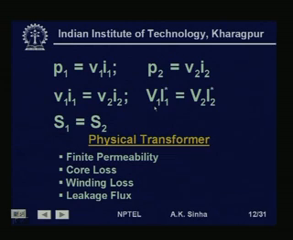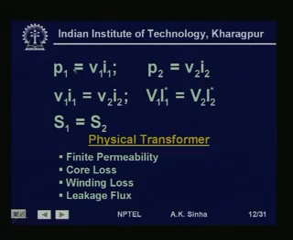Now, we have seen that V1 by V2 is equal to N1 by N2, and I1 by I2 is equal to N2 by N1. And in these transformers, we have assumed no losses in the core as well as no losses in the winding. So, the power on the two sides have to be equal, because there is no power which is lost in the windings or in the core.